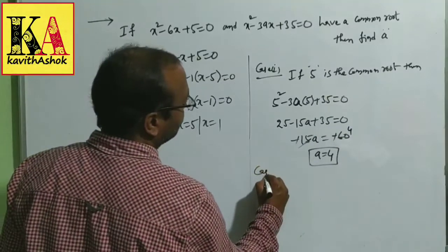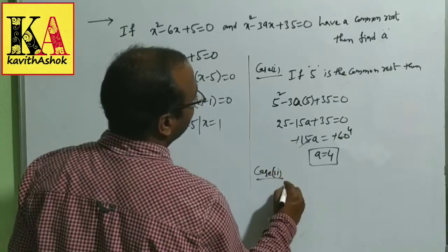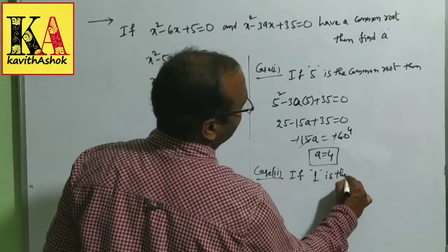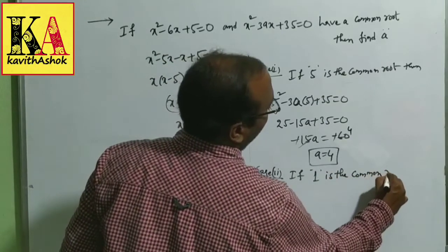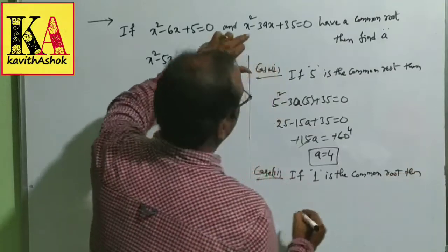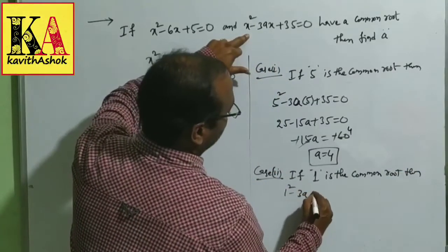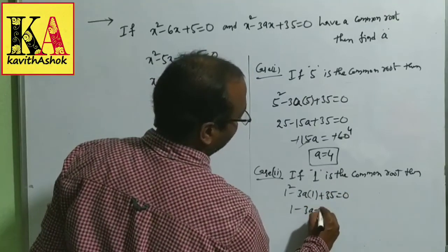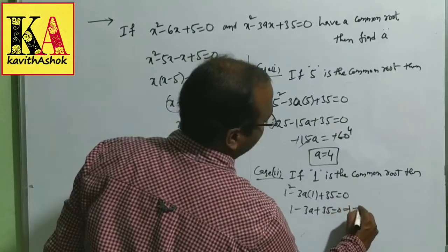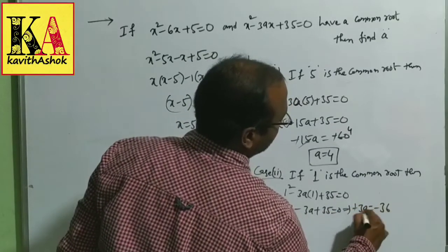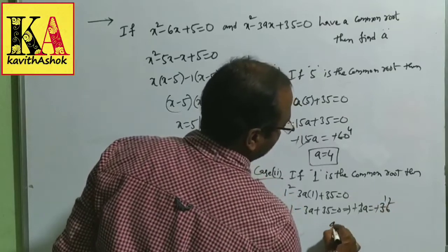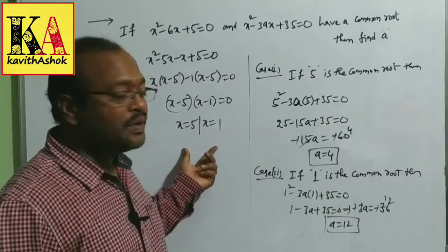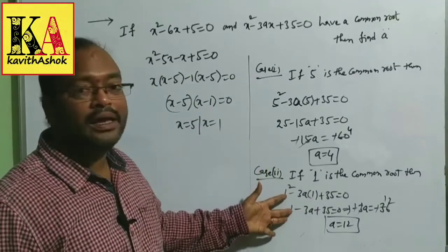The case 2. Suppose 1 is a common root, then 1 square minus 3a into 1 plus 35 equal to 0. 1 minus 3a plus 35 equal to 0. Minus 3a is equal to minus 36. Minus minus cancel. 3 times 12 is 36. A is equal to 12. Like this we can solve the problem. First simplify this one, then by using case 1 and case 2 we can solve for the a values.